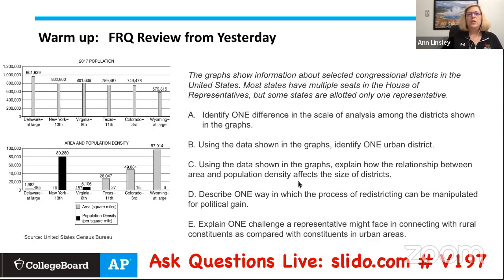Okay, describe one way in which the process of redistricting is manipulated for political gain. Raise your hand if you know the answer. Everyone, you wrote down gerrymandering, right? Perfect. Give yourself a pat on the back. Gerrymandering is a factor that deals with how we redistrict or how we reproportion districts so that political parties that implement the redistricting can remain in power, so as to concentrate political power, perhaps in the hands of different constituents. But that's how redistricting can be manipulated.